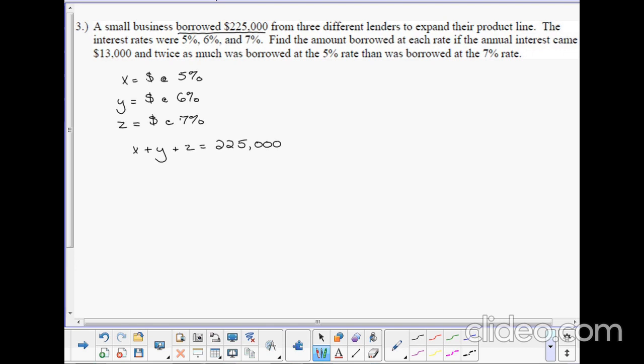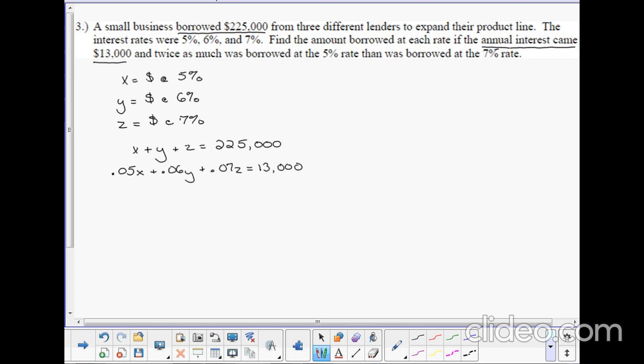Now, we also know that the amount borrowed at each rate came to an annual interest of $13,000 in total. So we don't know how much was borrowed at each rate, but whatever was borrowed at x, if you multiply that by 5% or 0.05, that gives you the interest. Whatever was borrowed at 6%, if you multiply that total by 6% or 0.06 times y, that gives you interest. Same thing for z. So z would be plus 0.07 times z. In total, this is going to equal $13,000.